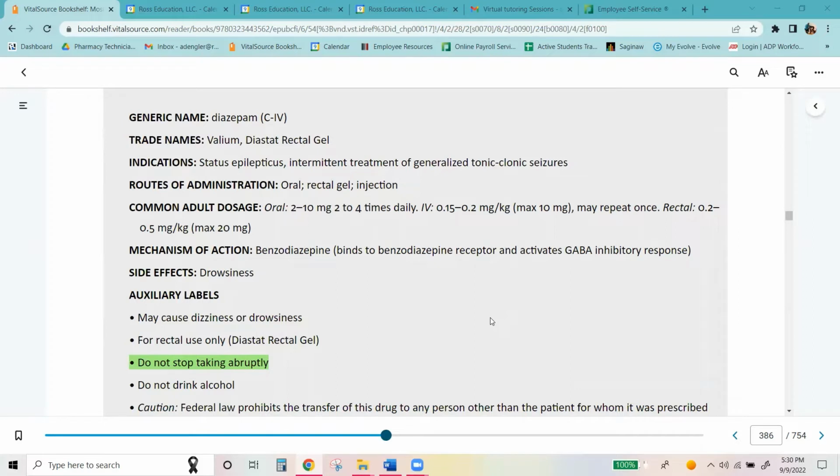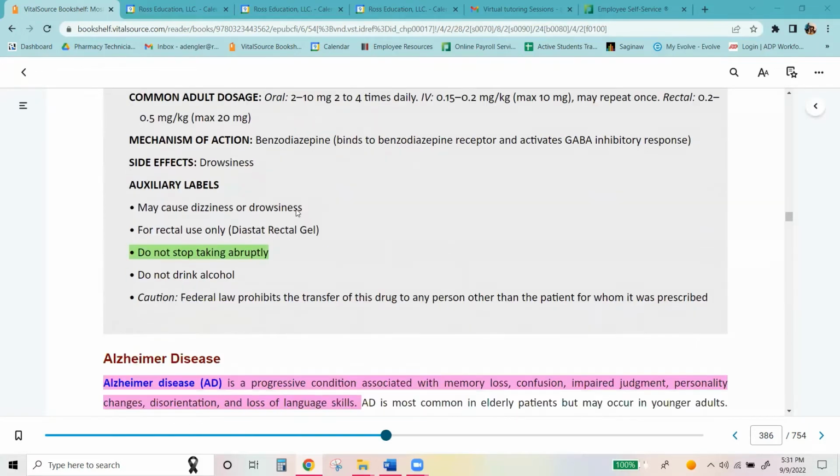Diazepam is available as a rectal gel. It's used for intermittent treatment of generalized tonic-clonic seizures and for status epilepticus. And it is a controlled substance, so federal law prohibits the transfer of this drug to any person other than whom it was prescribed for, and it is a rectal gel.